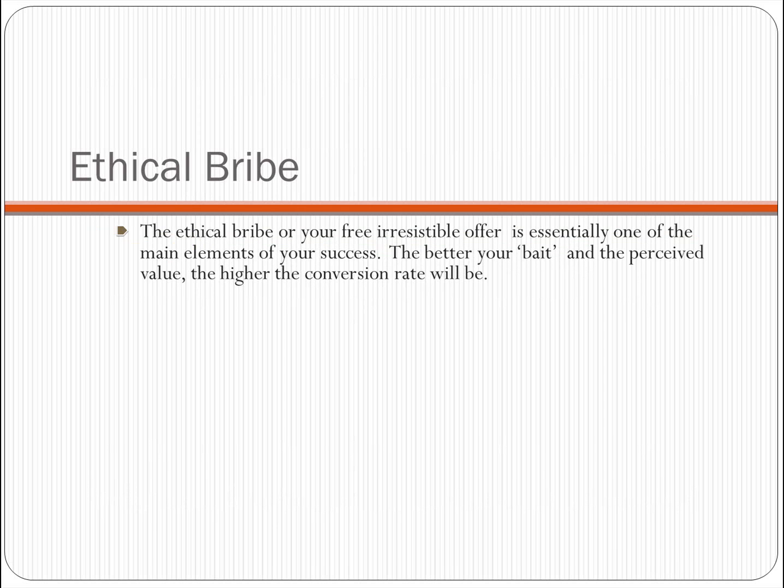All right, let's start talking about our ethical bribe first. The ethical bribe, or your free irresistible offer. We're just going to change the name up a little bit now. Instead of just calling it your irresistible offer, we're going to call it the ethical bribe. It is essentially one of the main elements of your success. Now, the better your bait and the perceived value, the higher the conversion rate will be. So you need to have a really good offer here. You need to have high perceived value. And the better you do at this, the higher conversion rate you're going to have.